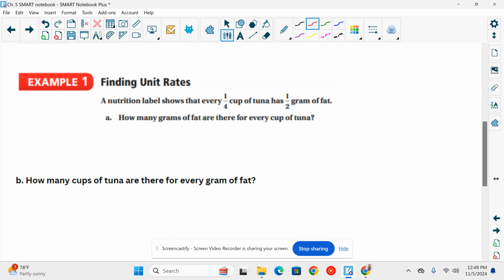So example 1 says a nutrition label shows that 1/4 cup of tuna has 1/2 gram of fat. How many grams of fat are there for every cup of tuna? This is where the order matters. Okay? Look at the question part. What part of the ratio do they want to come first? Grams of fat first, then cups of tuna. So they want fat to tuna.